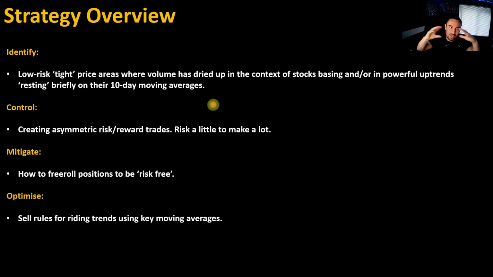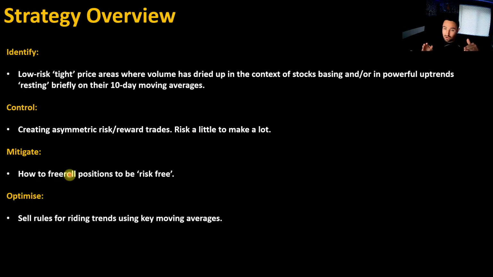So let's just give you an overview. Identify: what is the whole point of this? Well, it's to identify low risk tight areas where volume has dried up in the context of stocks basing and or in powerful uptrends resting briefly on their 10-day moving averages. Control: the point is creating asymmetric risk to reward trades, i.e. risk a little to make a lot.